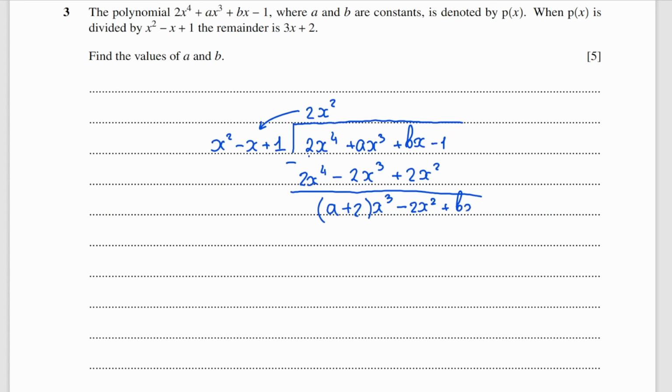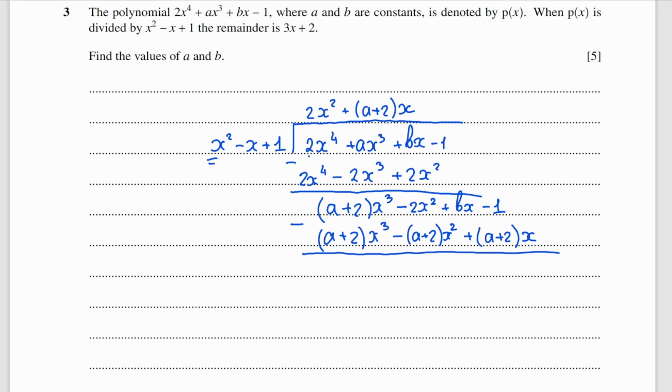plus bx minus 1. Now I'll have to multiply x squared by a plus 2x, so I can get a plus 2x cubed. And when I do so, I will get a plus 2x cubed minus a plus 2x squared and plus a plus 2x.